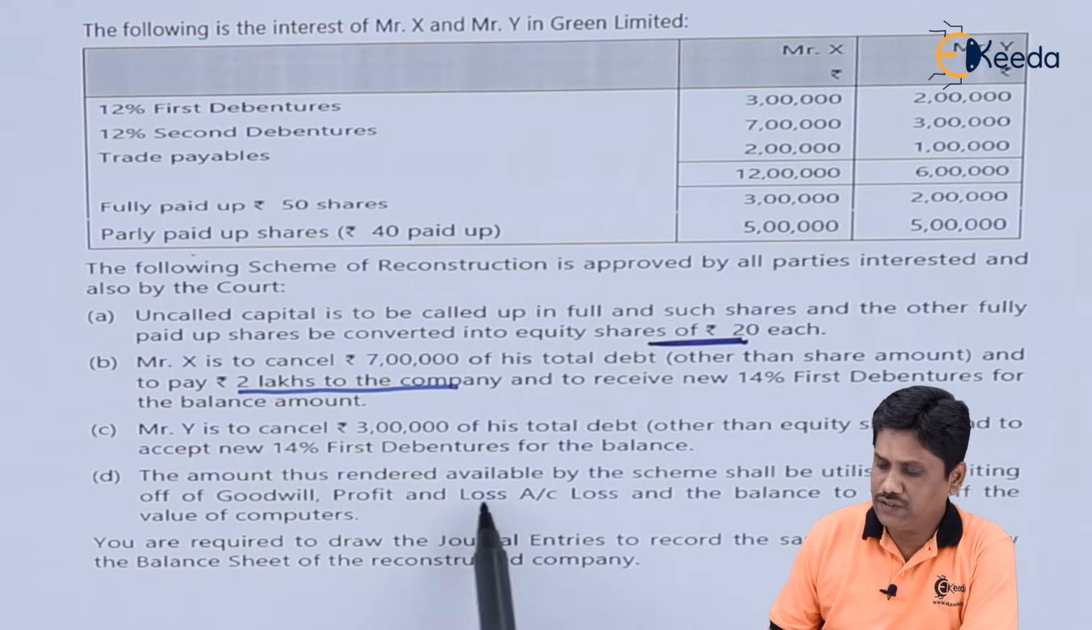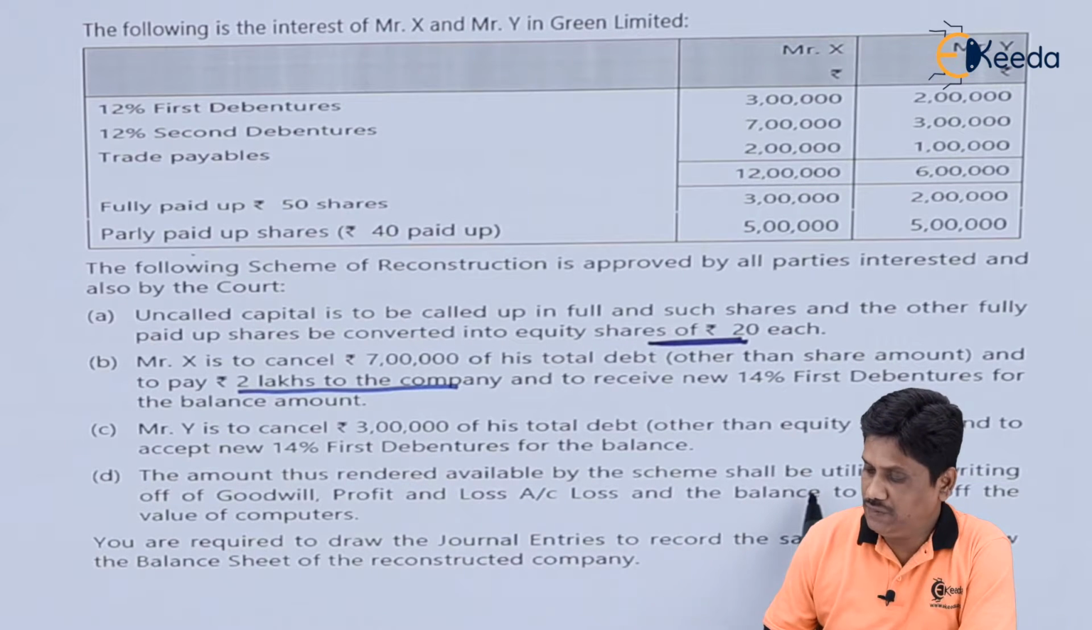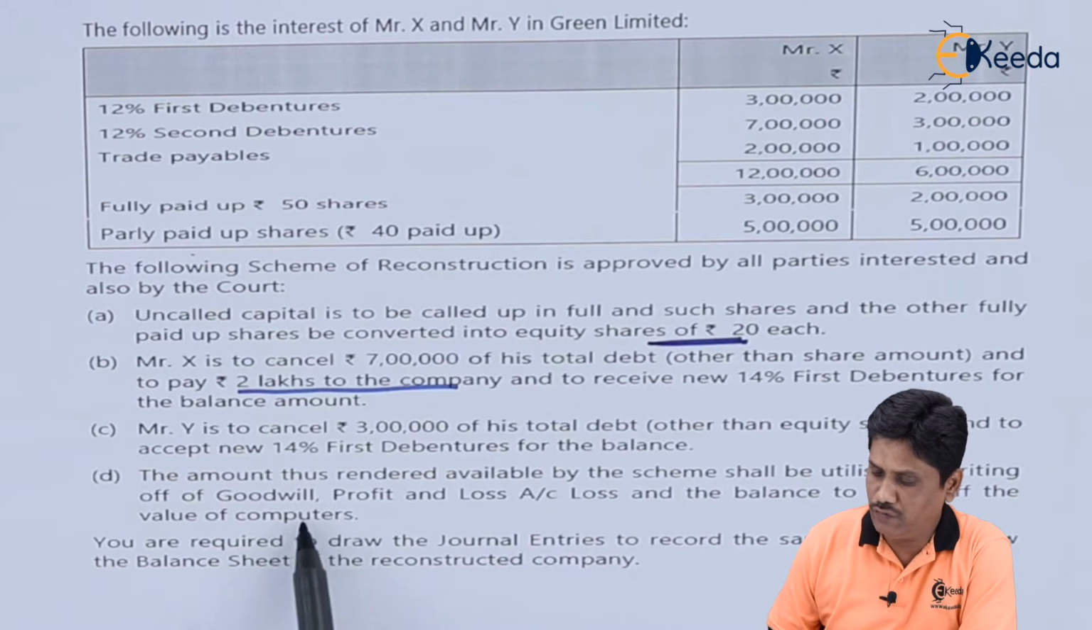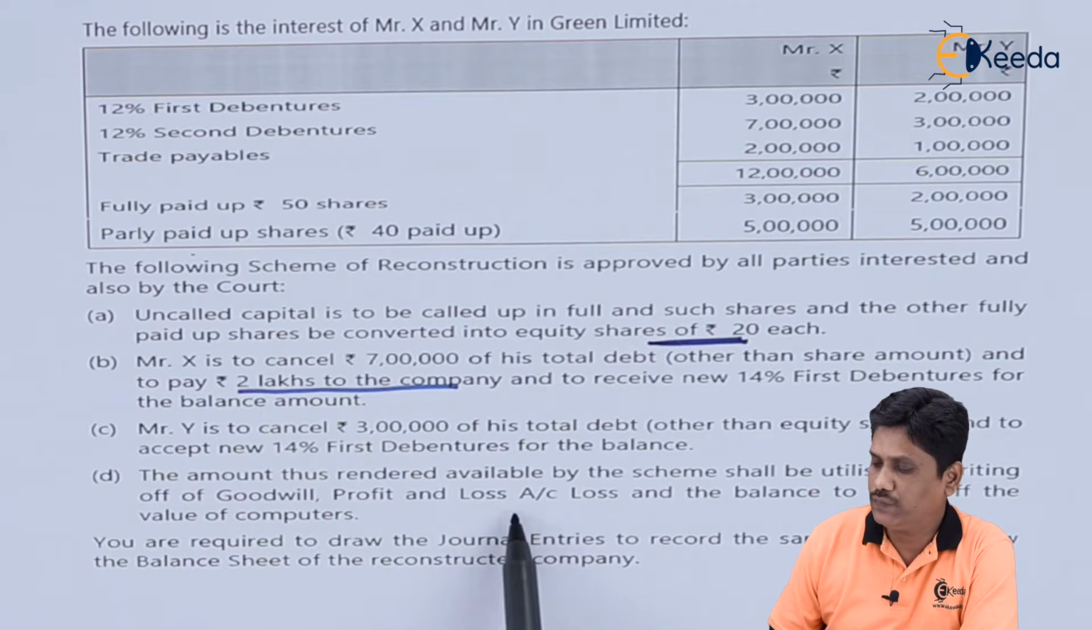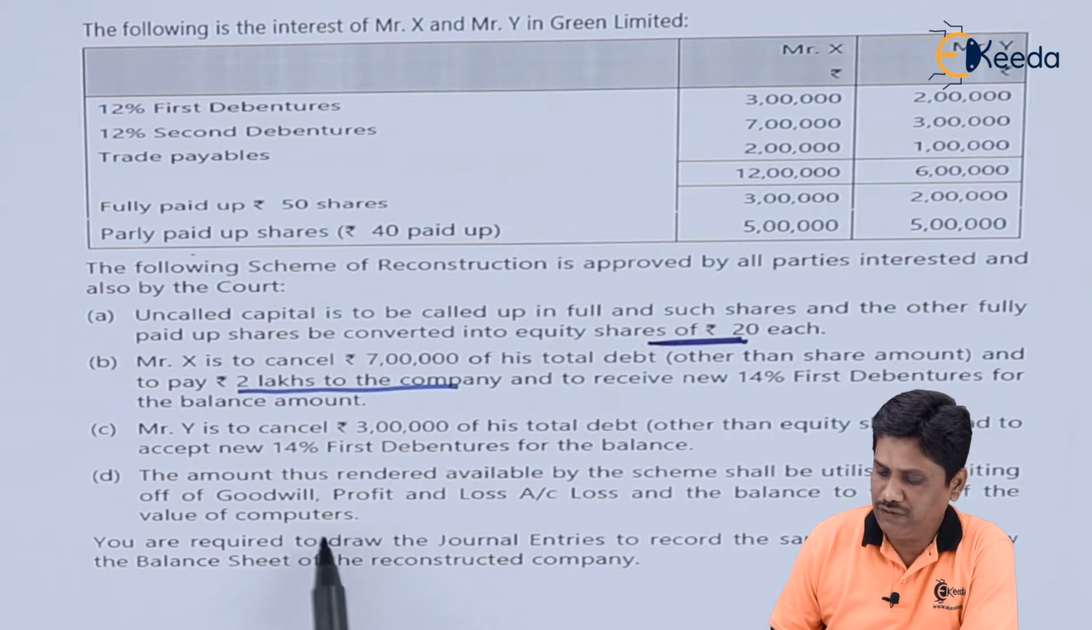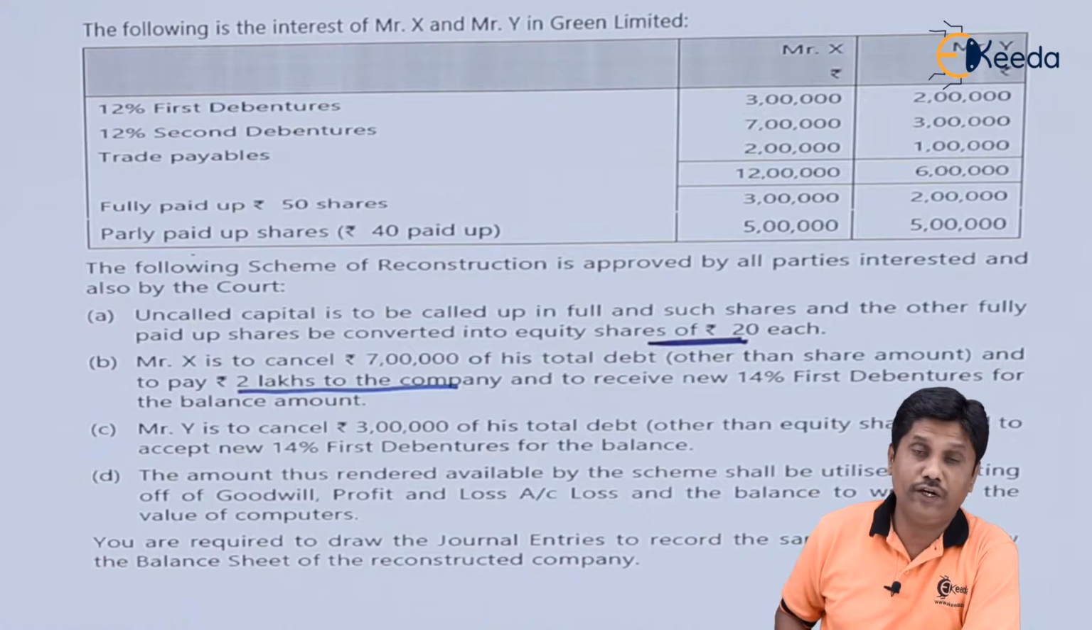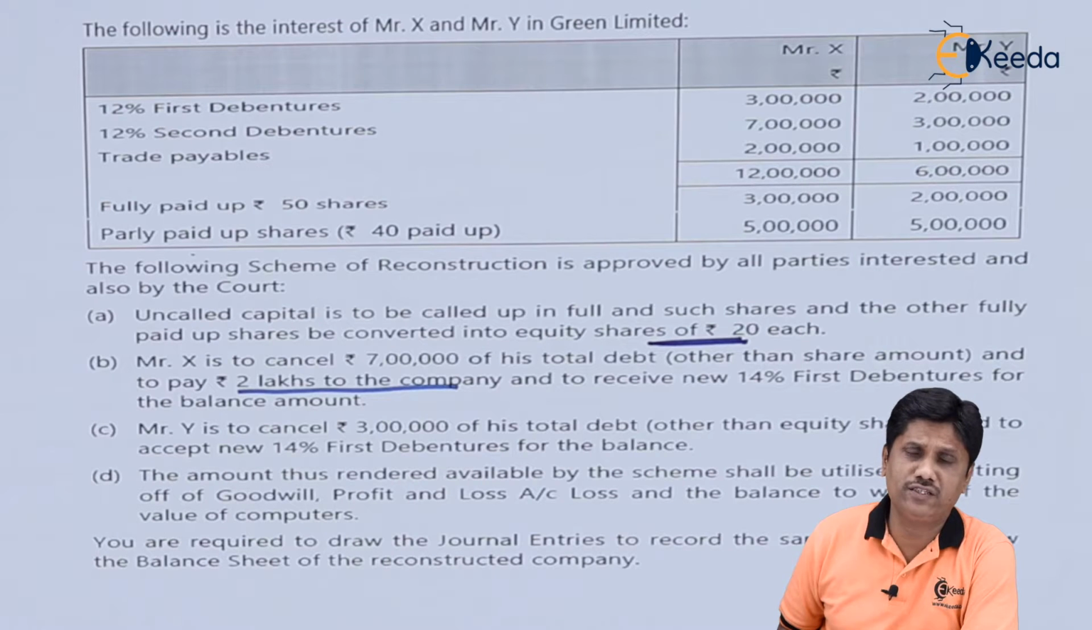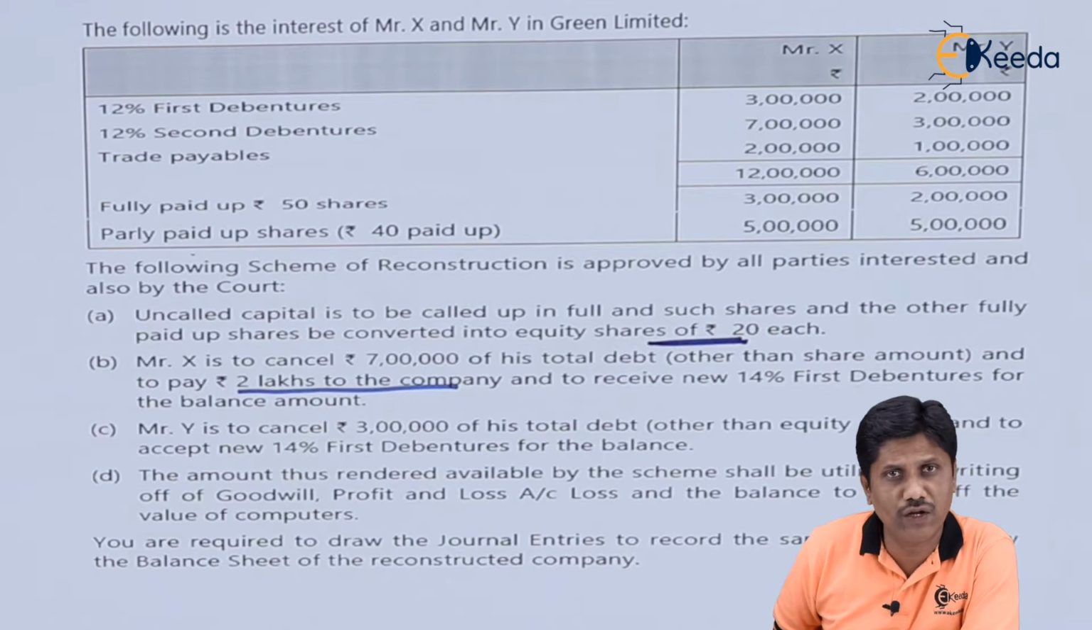The amount thus rendered available by this scheme shall be utilized in writing off goodwill, P&L account, and the balance to write off the value of the computers. So whatever amount is available will be used to write off these three things. Let us prepare a capital reduction account as a small working note, and with the help of that we will find out how much amount is available in the capital reduction account.